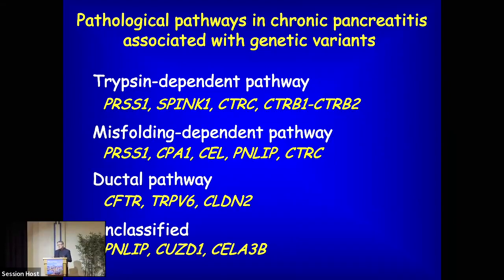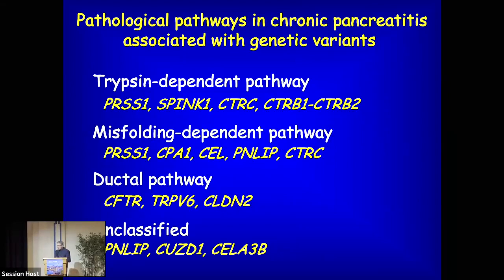So there's a subclass of different mutants which belong to the so-called misfolding-dependent pathway, where the mutation changes protein folding and results in enzyme misfolding and endoplasmic reticulum stress. And the best known examples are carboxypeptidase A1 mutations, CPA1 mutations, but you see some other genes listed here. Even trypsinogen belongs here. There's a special subclass of mutations which are different from the trypsin pathway mutations.